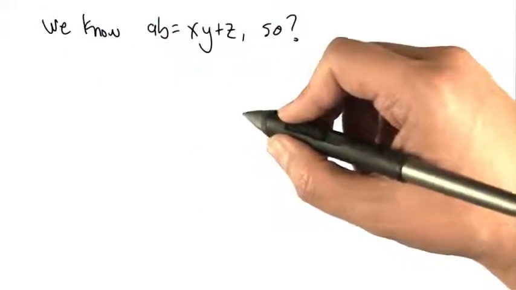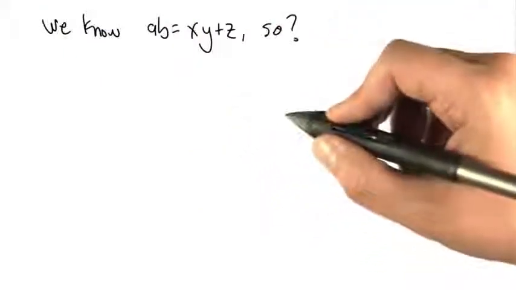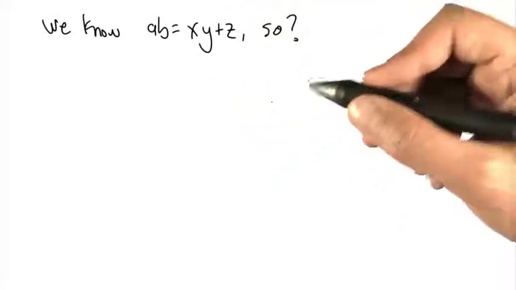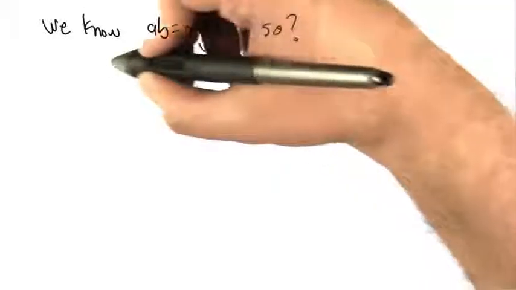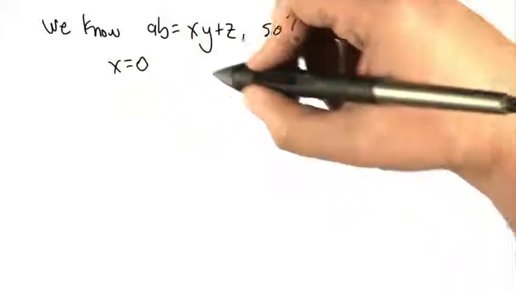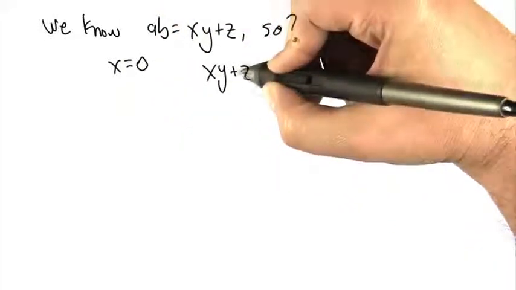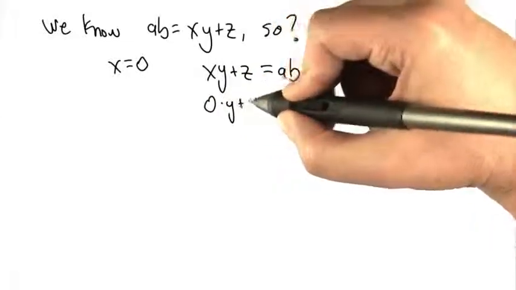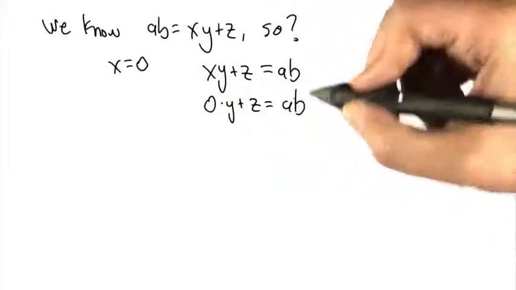So what we know is that while this code is running, each time we go through the while loop, this condition is always true. And eventually the while loop terminates. The while loop terminates when x equals 0. So what does that mean? xy plus z has to equal ab, but x is 0, so that's 0 times y plus z equals ab. This has to be true.